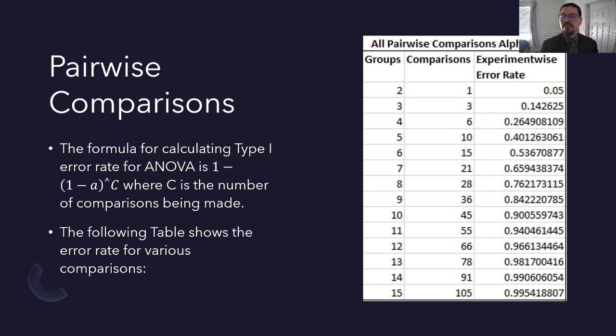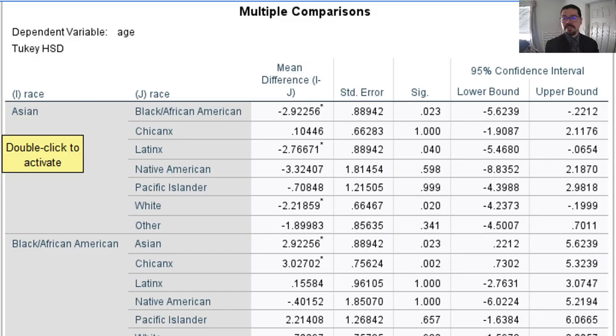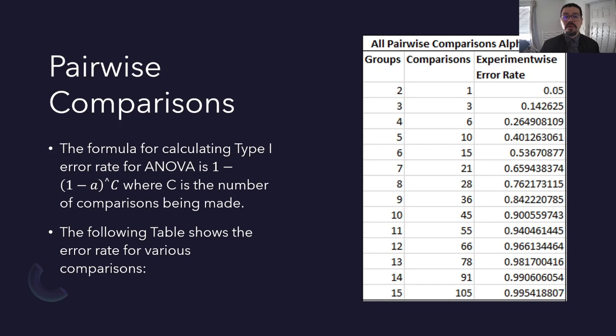In this first row under groups, you see that we have 2 groups. When we have two groups, we only make one comparison, what's happening between group 1 and group 2, and therefore our experiment-wise error rate is 0.05. When we bring in a third group, now we're making a total of 3 comparisons, which means that our error rate increases to 0.14. When we introduce a fourth group, we are making a total of 6 comparisons, which increases further our error rate to 0.26, and so on and so forth.